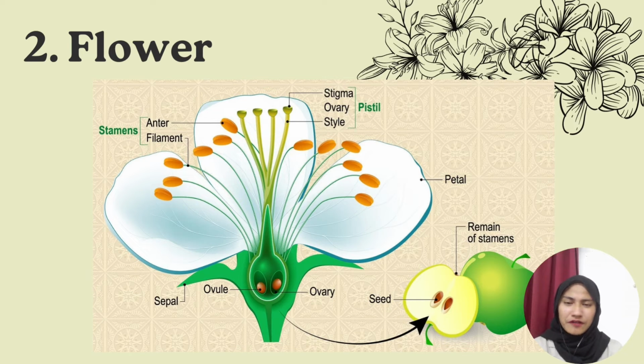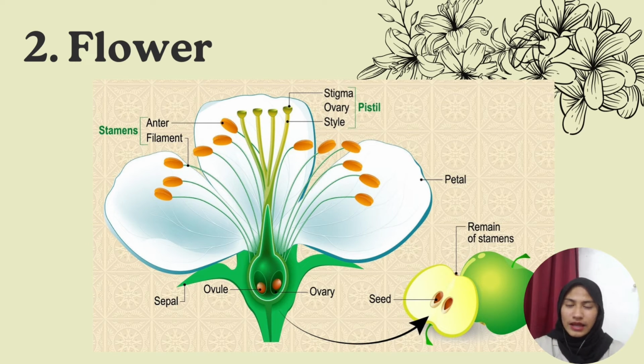For the second characteristic, which is flower, this is a picture of an angiosperm. There's a flower and there's also an apple. Just like humans, flowers also have a gender, which is male and female. But for flowers, we call it stamen for male and pistil for female. At the right side, there's the pistil. Pistil is for female, and the female parts have stigma, ovary, and style.